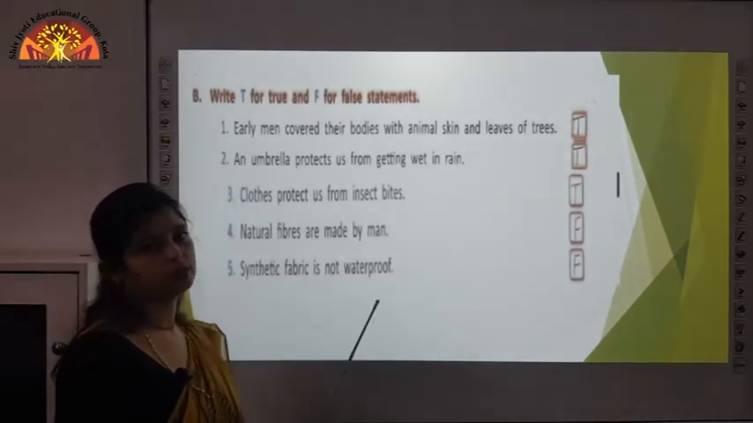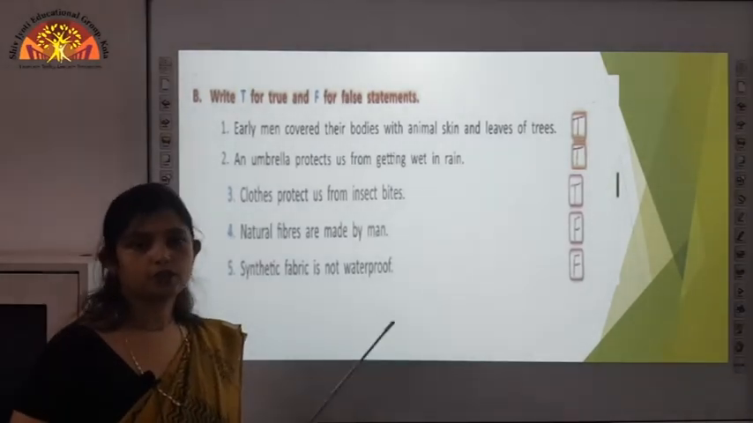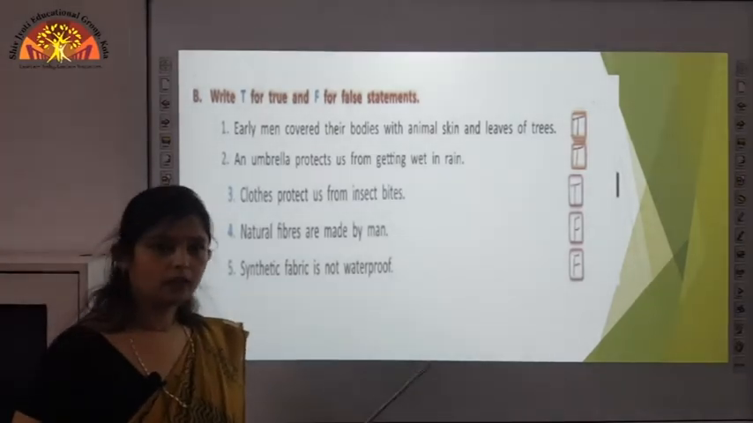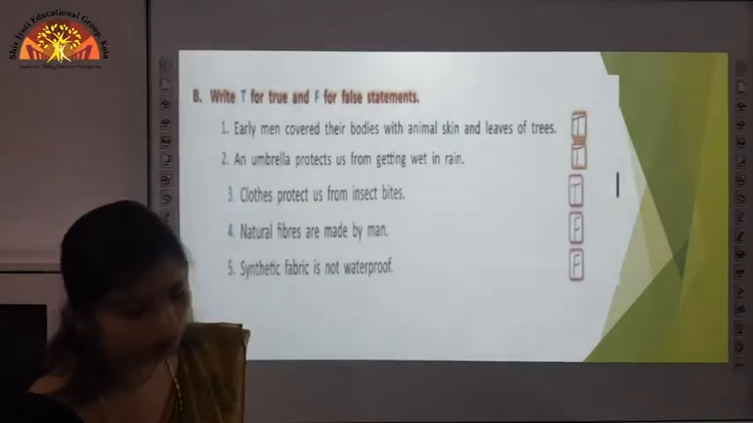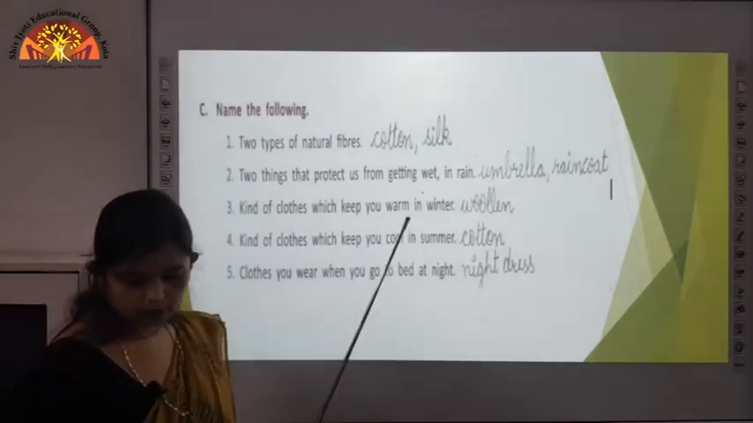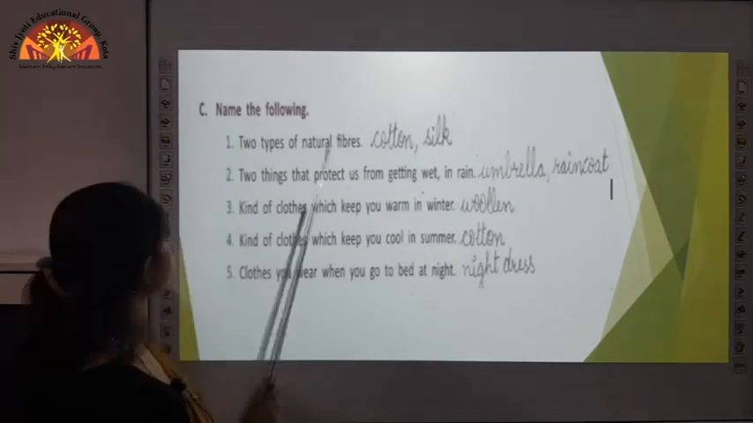Again, it is a false statement, because synthetic fabrics are waterproof, they are stretchable, they are durable, okay, and they are wrinkle free. Now we come to the next exercise. Name the following. It's on the next page, that is page number 28.